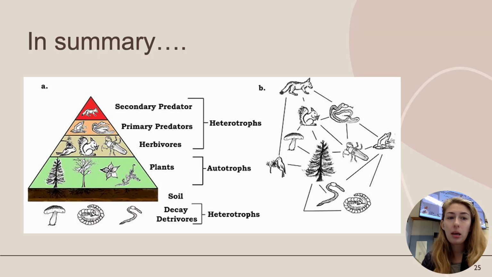In summary, right, we have food chains, we have food webs, and we have energy pyramids. Our food chains are very basic. Food webs are more complicated. And then our energy pyramid is really just showing how energy is taken and lost.